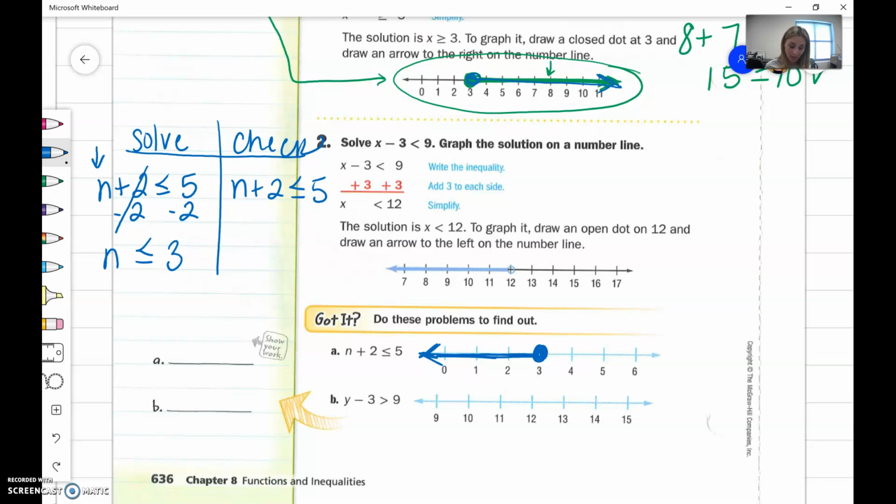So how do I check it? I look at my line right here. I'm going to pick a number that is on that line as a possible solution. So let's pick 1. Do you have to pick 1? No. Everybody's check is going to be different. I'm replacing my variable with 1: 1 plus 2 is less than or equal to 5. So 1 plus 2 is 3. Is 3 less than or equal to 5? Well, yeah, 3 is less than 5. Check done.